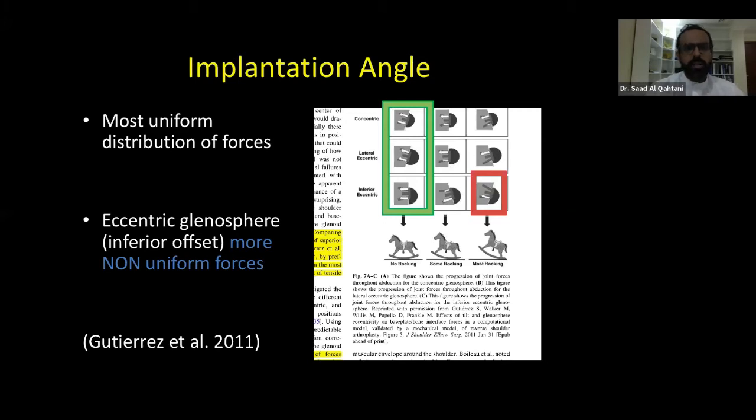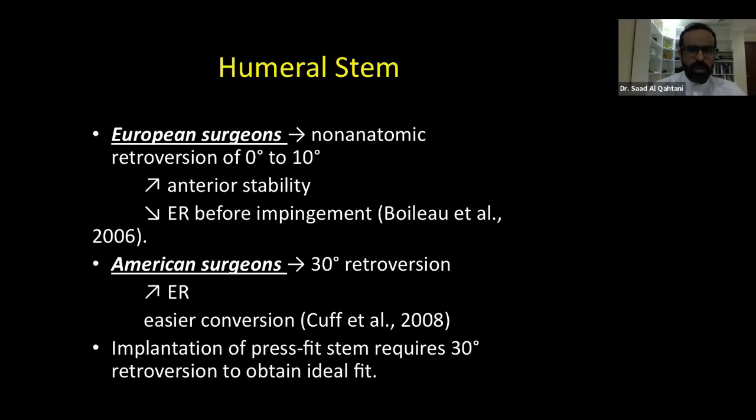Regarding implantation angle, we should look for the most uniform distribution of the forces, which is a bit lateralized or centric with some inferior tilt. When you have an eccentric glenosphere with an inferior offset, there are some non-uniform forces. For humeral stem implantation, there is some variation, especially at the beginning, where European surgeons used non-anatomical retroversion of about 0 to 10, compared to American surgeons who put it in 30 retroversion, which increased the external rotation, and it might be easier for conversion.